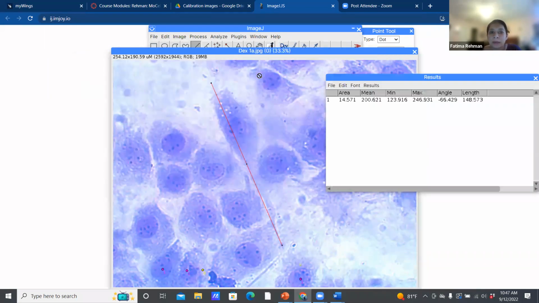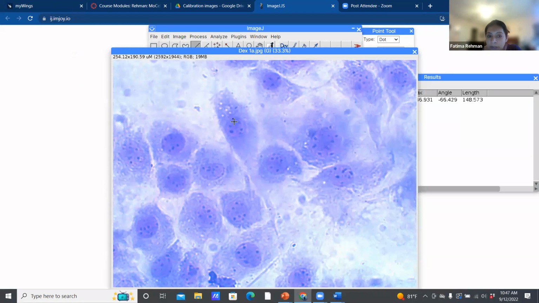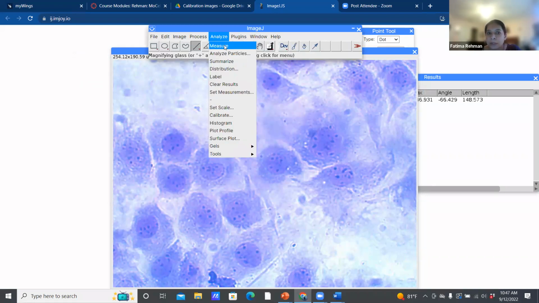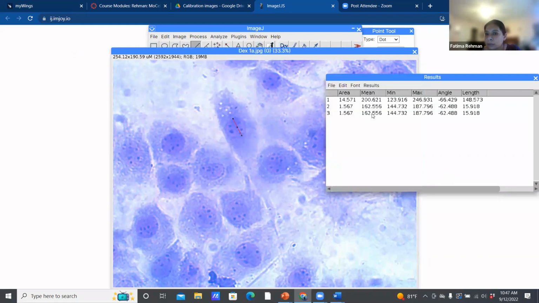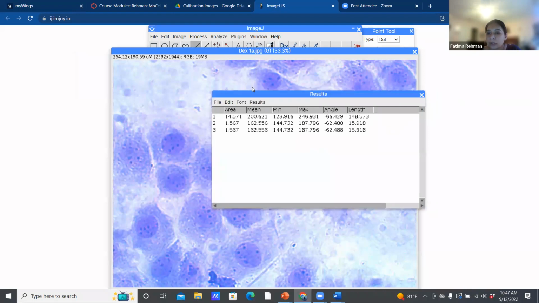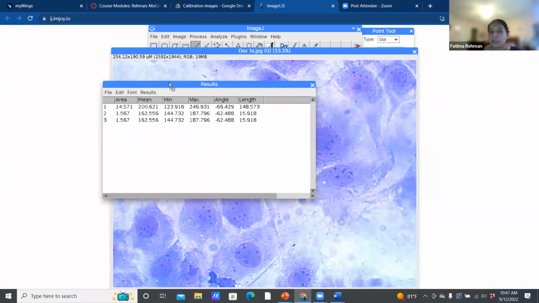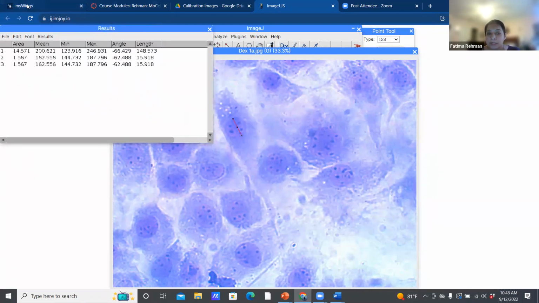Then I'm going to go back and measure the nucleus, because you have to measure the length of the nucleus too. Again, same way, from membrane to membrane. I'm going to go to measure. Where did my measurement go? I did it twice. 15.9 micrometers. So that tells you how you would measure it, and you could keep doing it for as many cells as you needed.